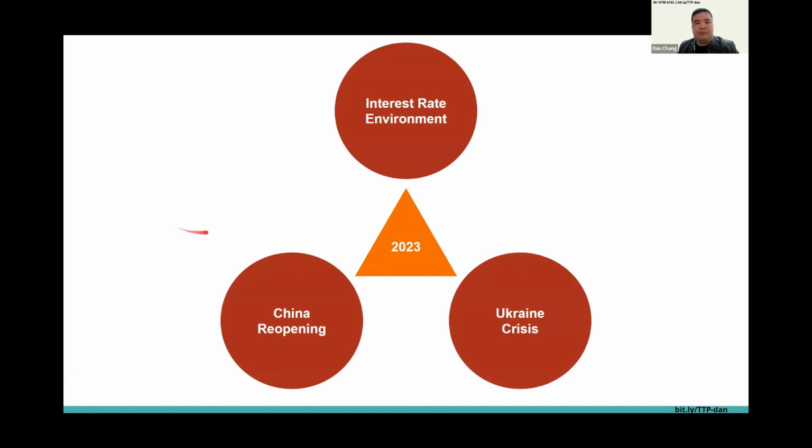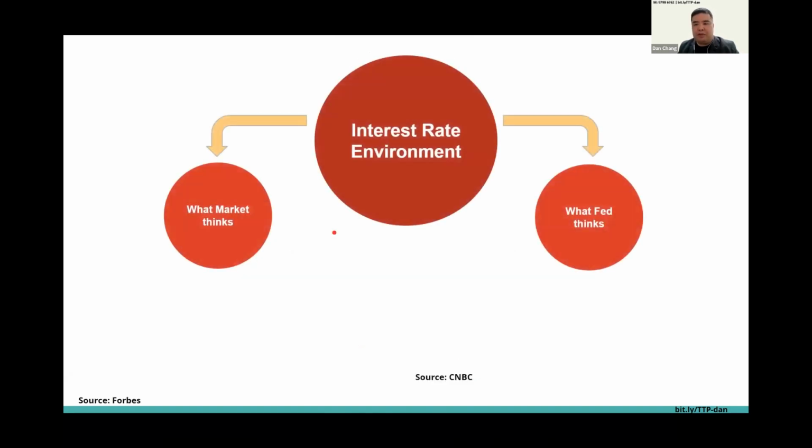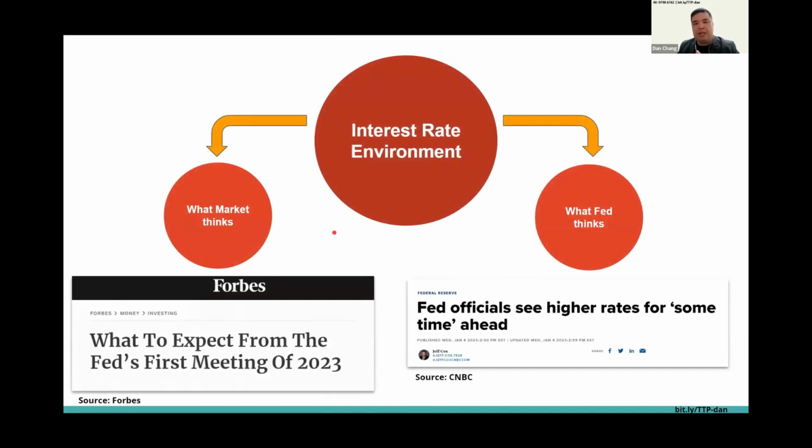First off, the interest rate environment. At this juncture, it seems like there's a discrepancy between what the market thinks and what the Fed thinks.